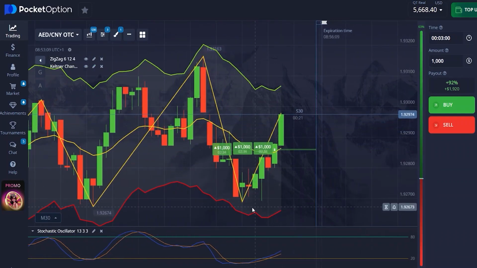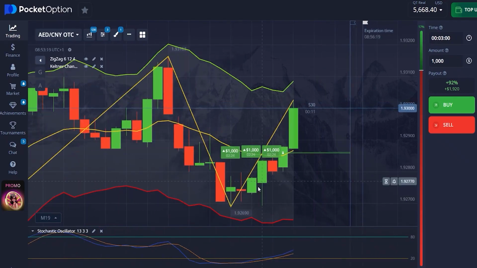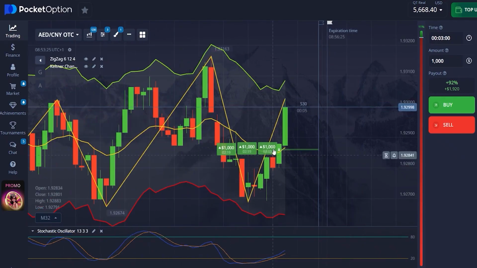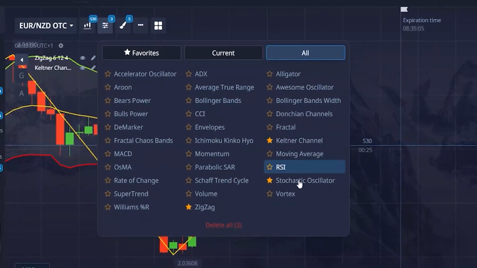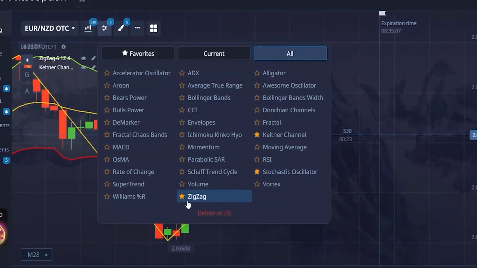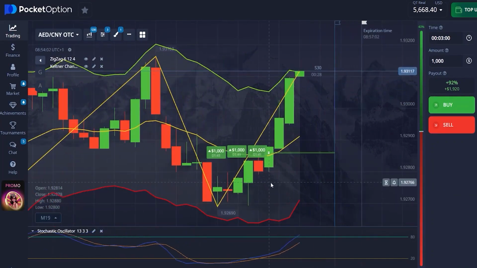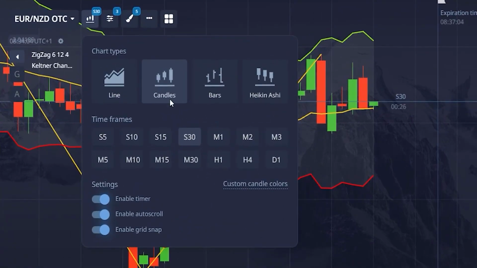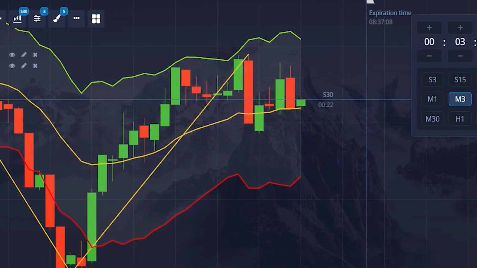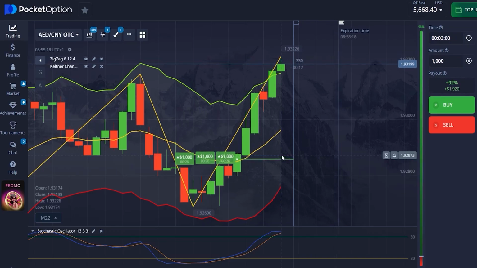In today's video, I'm going to be sharing with you how I make use of 3 indicators to create a high probability strategy. I make use of Zig Zag indicator, a Keltner Channel indicator, and the Stochastic Oscillator to find an entry level in the market. I'm going to be sharing with you the settings of those indicators, the exact candle time frame, and also the expiration time I use with this strategy.